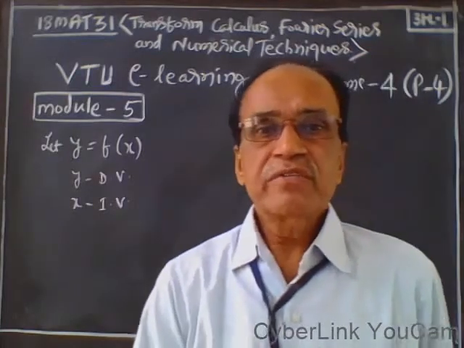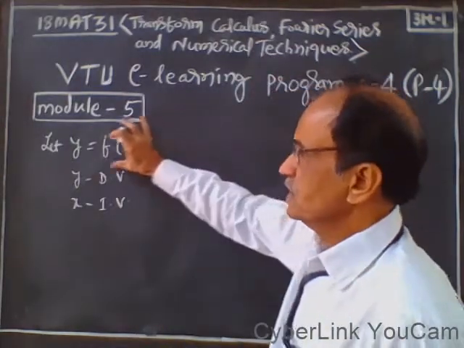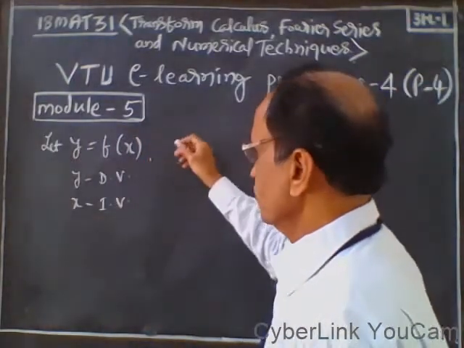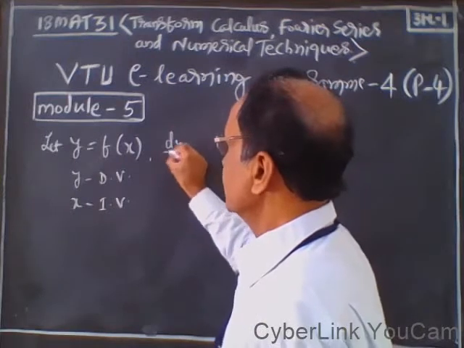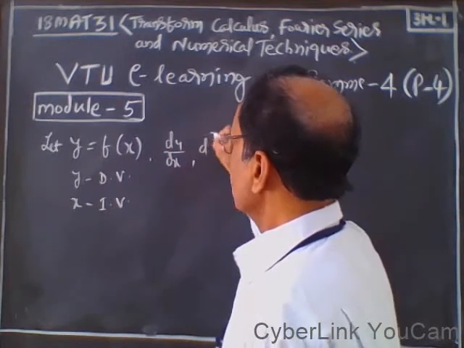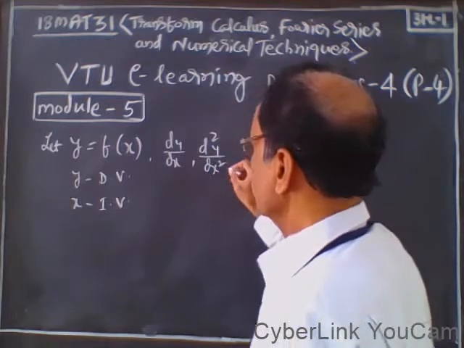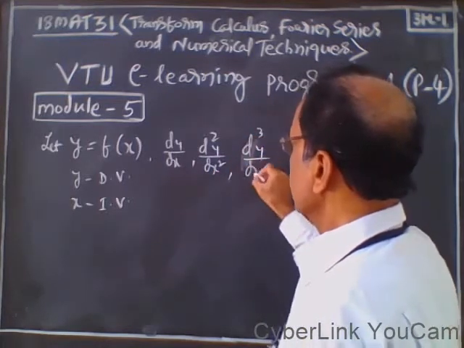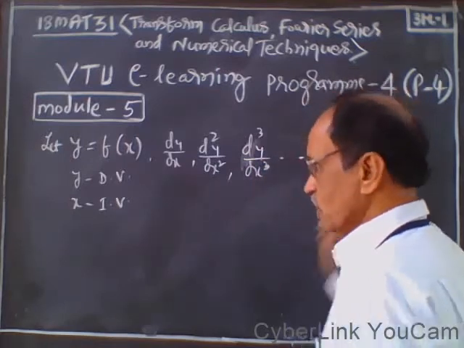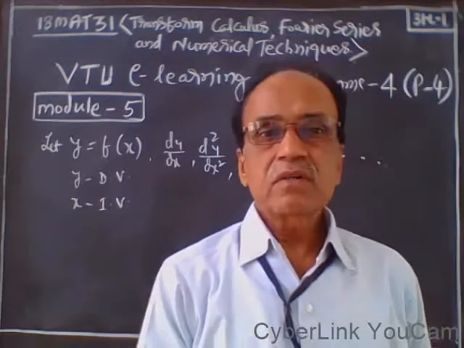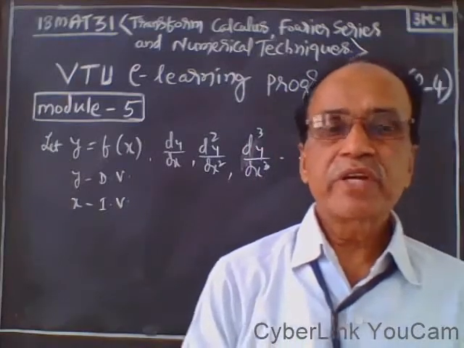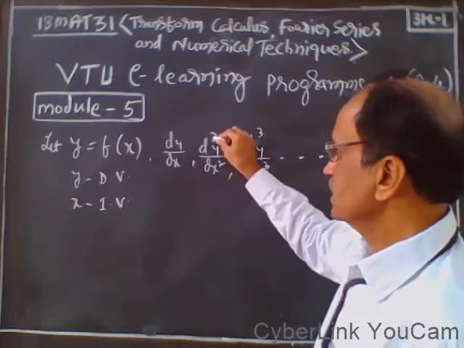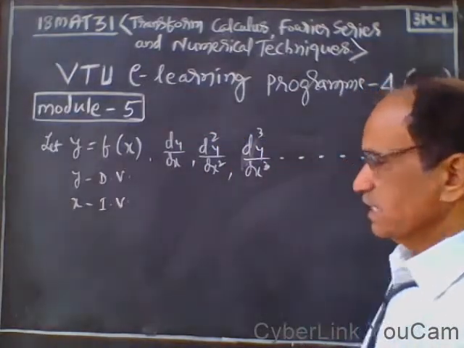The differential coefficients which we collect from this functional relation will be called ordinary differential coefficients. They are nothing but dy by dx, d square y divided by dx square, then d cube y divided by dx cube, and so on. Now, these are the differential coefficients. We call them successive differential coefficients. This is first order, this is second order, this is third order, like that.